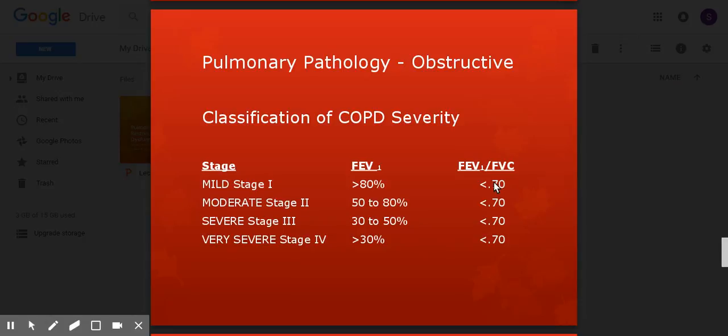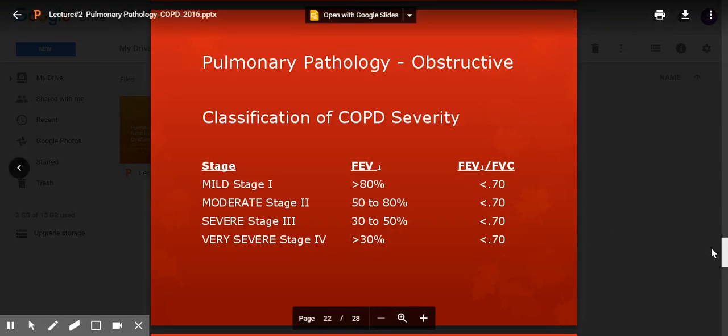All of these patients will be able to have an FEV below 0.7. But the staging mainly focuses on the various percent of predicted. Where are they at in the percent predicted, between that little bit greater than 80% all the way down to less than 30%.